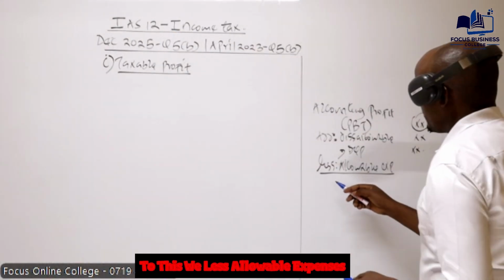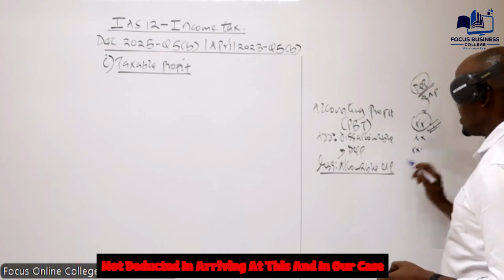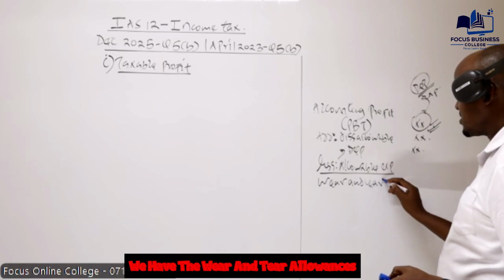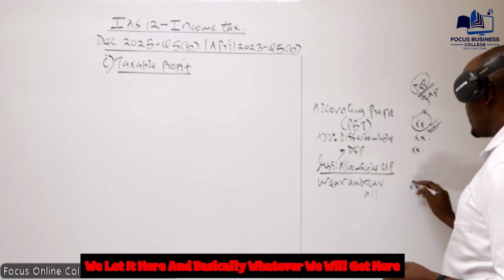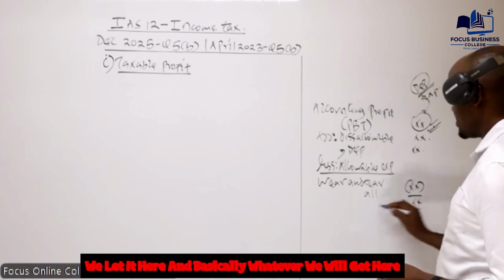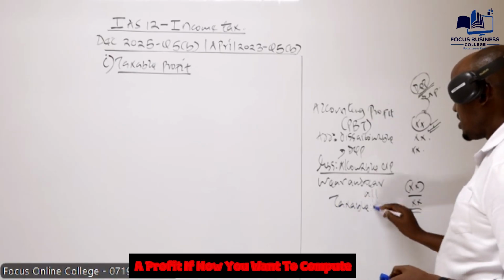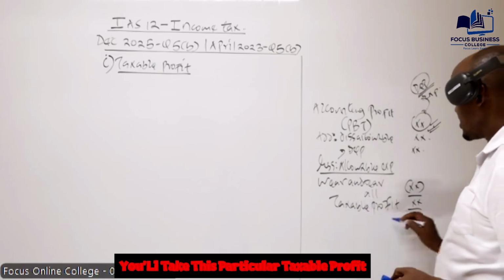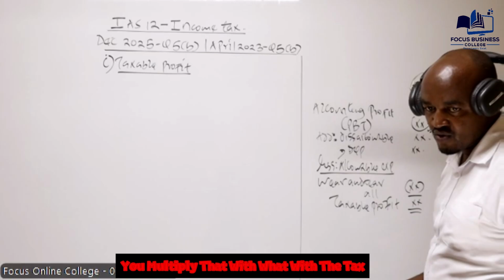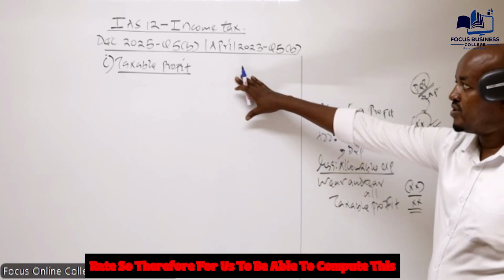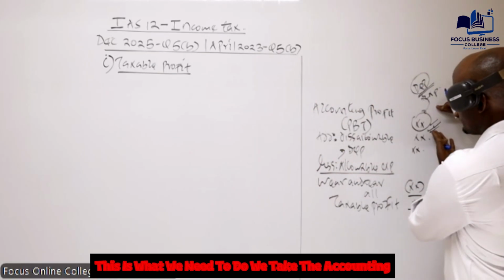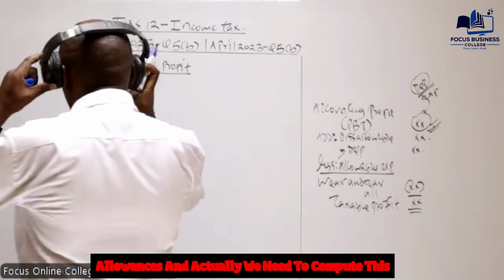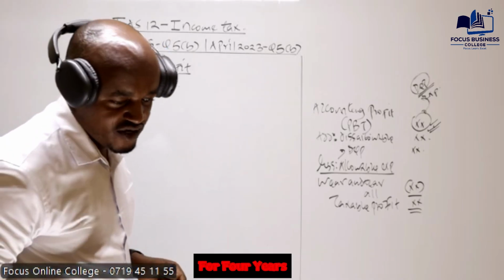So therefore, to this we less allowable expenses not deducted in arriving at this. In our case, we have the wear and tear allowances. Wear and tear allowances, we less it here, and whatever we get here is called the taxable profit. If you want to compute the actual tax to be paid by this company, you take this taxable profit and multiply it with the tax rate. So for us to compute this, we take the accounting profit, we add back depreciation, we less the capital allowances. And we need to compute this for 4 years.